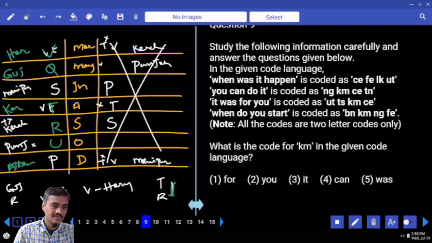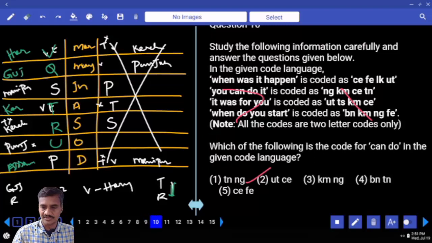Then next one, 9 to 13, encoding and decoding. What is 9 to 12? 9 to 11, only 3 questions under this one. Then 9 to 11, tell me what is the answer to the 9th one, what is the code for KM? Where is KM here? Now KM is common in these three, isn't it? Then what is the word that is common here? U. And the word for KM is U.